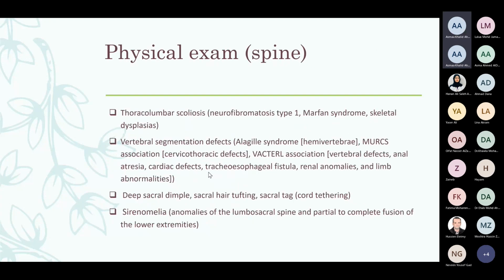You will go to the spine. I will not go into too much detail, but you have to see if the patient has scoliosis, like in neurofibromatosis. You have to look for vertebral segmentation defects. Something like Alagille syndrome will have hemivertebrae, VACTERL association will have vertebral defects, and so on. Deep sacral hair tufting, anomaly of the lumbosacral spine. All these things you have to look for in the spine.